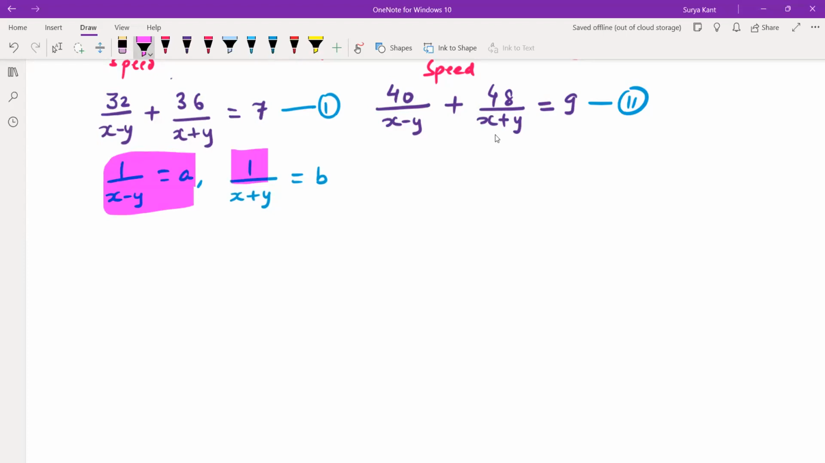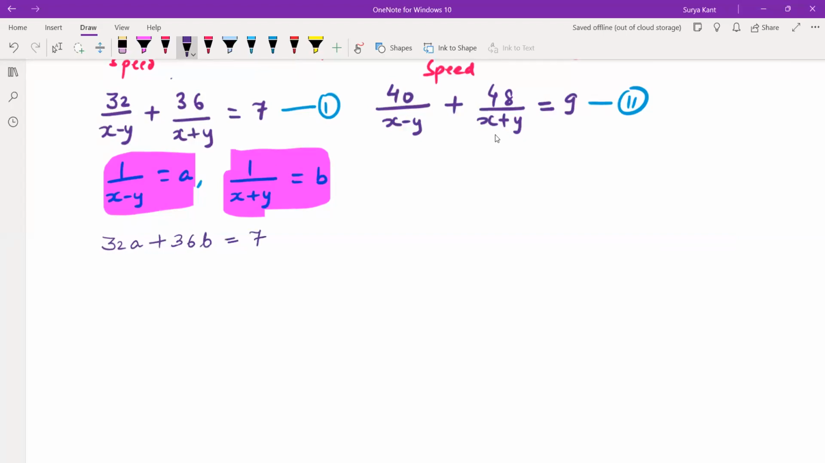So 1 by x minus y is equal to a. 1 plus x minus x plus y is equal to b. So what we get is the equation, try to understand here: 32a plus 36b is equal to 7.